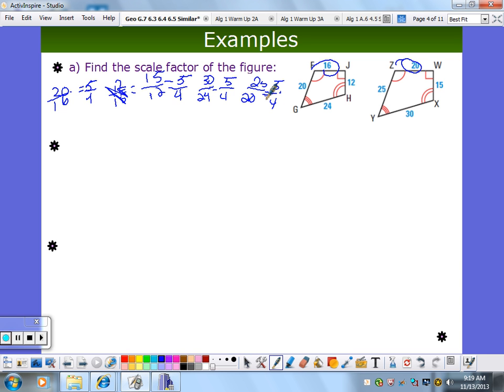5 to 4. Now if you would have gone the other way and said 16 over 20, you could do that. And then you'd say the scale factor is 4 to 5, going from the smaller one to the bigger one. Going from the big to the small, it's 5 to 4. What else we got here?